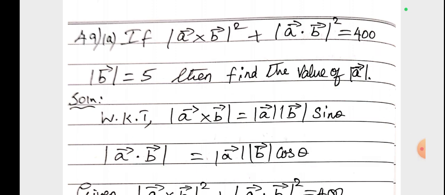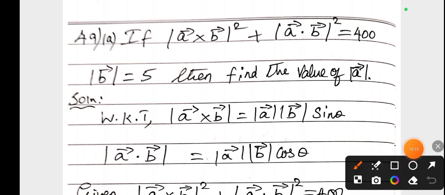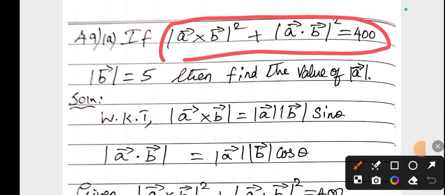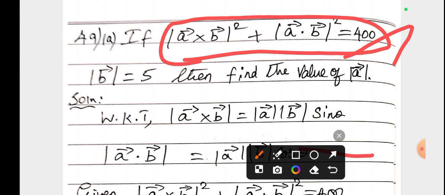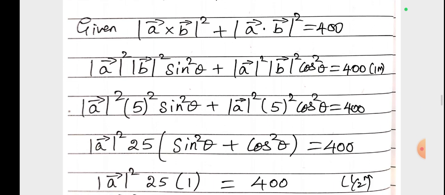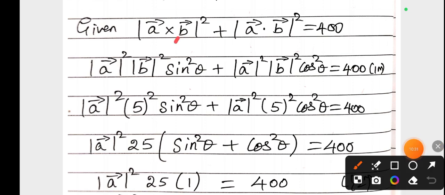So why, sir, are you doing these two definitions, the cross product definition and the dot product definition? They have given you this data: A vector cross B vector, that magnitude square, plus A vector dot B vector magnitude square is 400. Because this data must be satisfied, we are finding these separately. Then apply, children. For this, magnitude of A square, magnitude of B square, sine square theta. For this, magnitude of A square, magnitude of B square, cos square theta. That itself carries 1 mark.